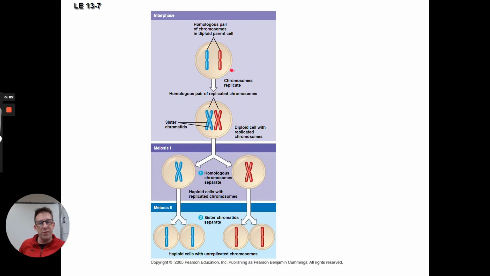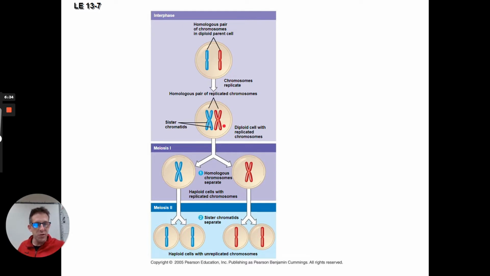All right, so after that we get chromosomes. They replicate, and we see that here. Now each one of these up here has a sister chromatid attached to it. And this is still a diploid cell, because we still have one set that came from dad, one set that came from mom. All that's changed is that we've attached an exact copy to it.